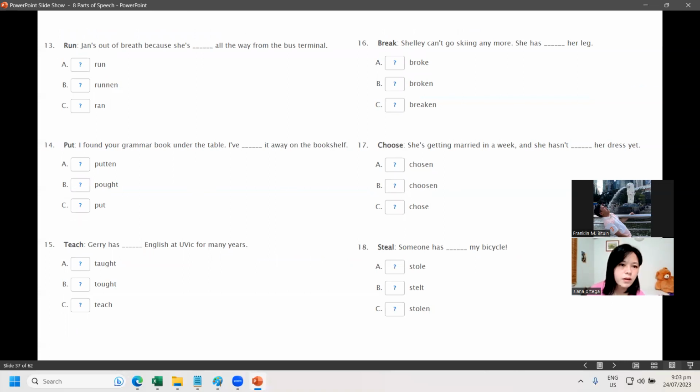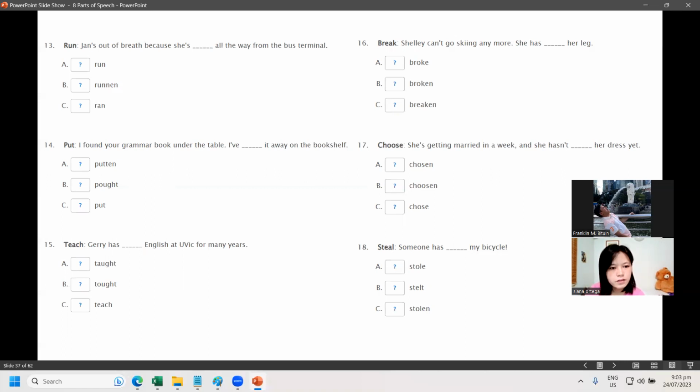Chance out of breath because she's run all the way from the bus terminal. Letter C? Or letter A, sir. So which one? All right, letter A, "run." Again, U is the past participle form. Number 14.